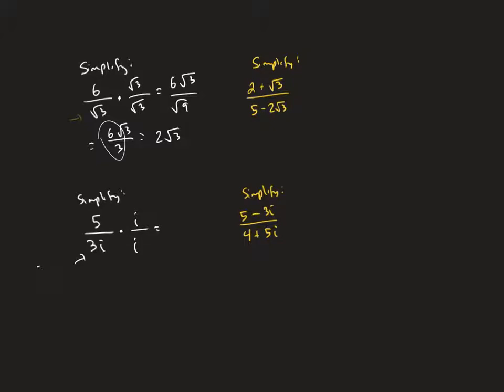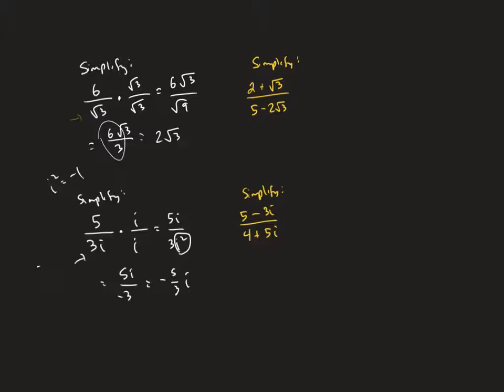So 5 times i on top gives me 5i. On the bottom, we get 3i squared. And remember, i squared is always negative 1. So this would be 5i over negative 3, which I could write as negative 5/3 i. So that's a purely imaginary number.